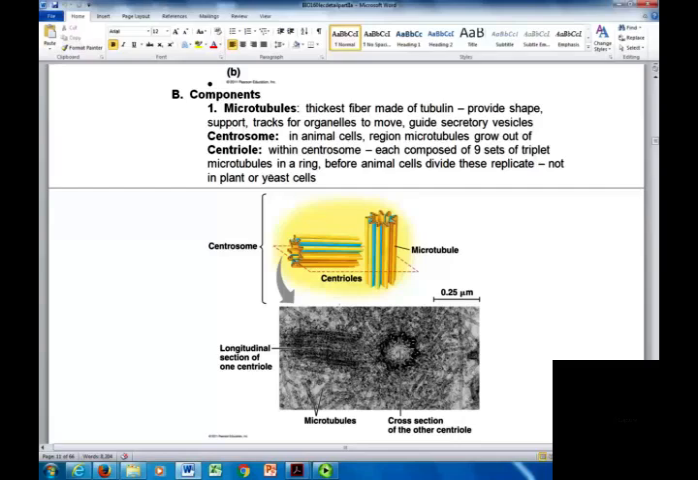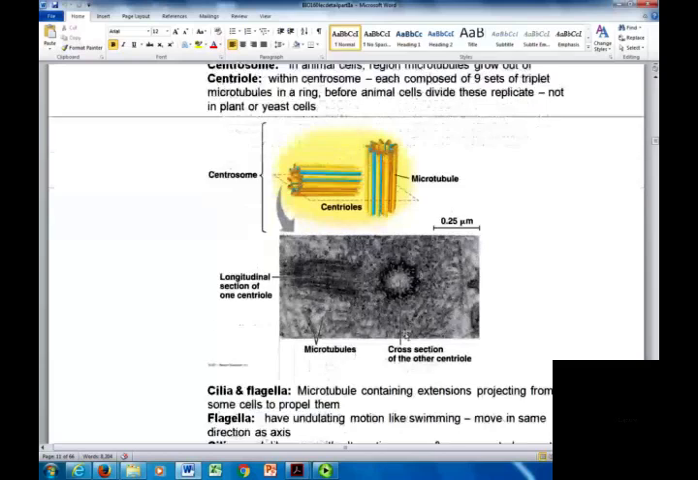So the centriole is going to be within the centrosome, and it's composed of 9 sets of triplet microtubules that are arranged in a ring. So before animal cells divide, these will replicate, but we don't see them in plants or yeast. So here you can see that you have the 9 sets of triplet rings, and this is the cross section.